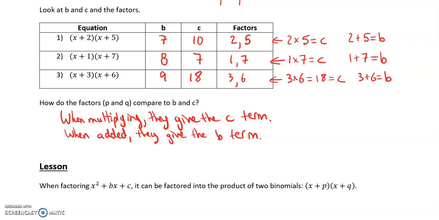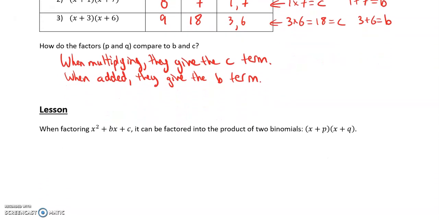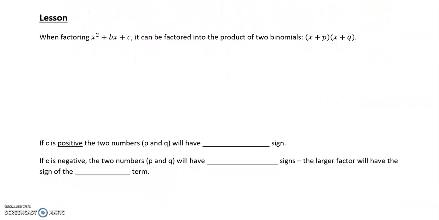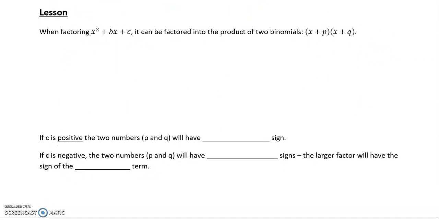All right, so let's actually apply this to factoring things, and it's actually going to be simpler than you might think. When factoring x squared plus bx plus c, it can be factored into the product of two binomials. We just showed that the p value and the q value, if those are the two factors, we can factor anything in x squared plus bx plus c into that, if it's factorable. There's some cases where it's not factorable, as we'll see, but oftentimes it will be factorable.